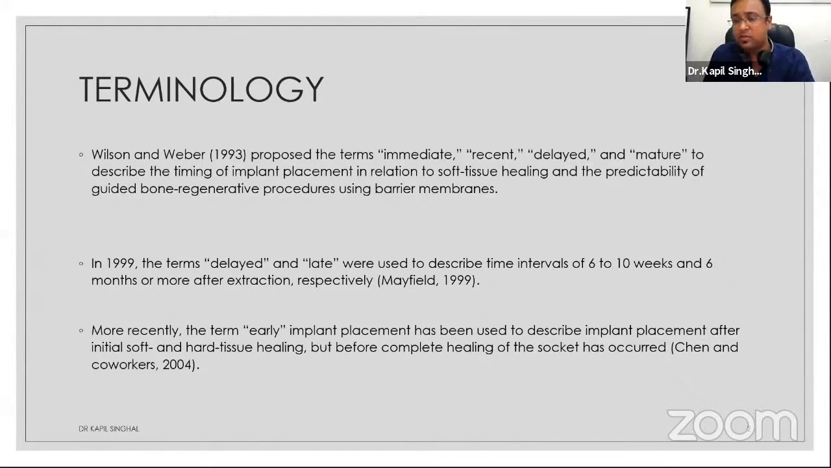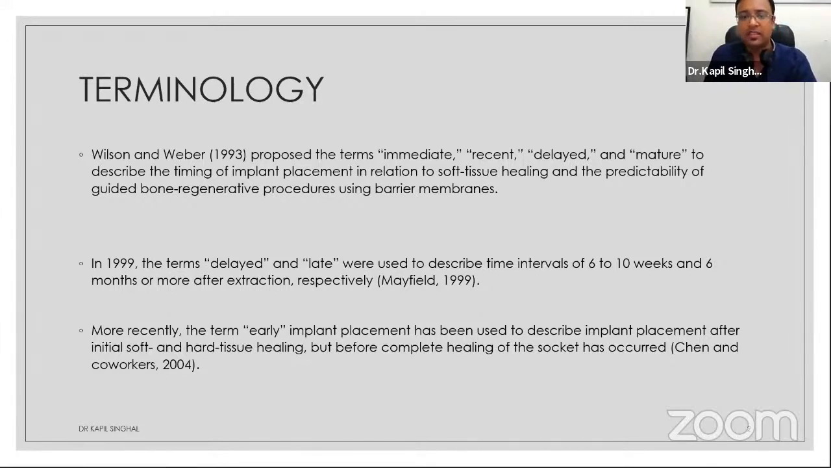Recent is when soft tissue healing has occurred, at a period of 6 to 8 weeks after extraction, and the implant is placed. Delayed is when some amount of hard tissue formation has also occurred, and implant placement is done after 3 to 4 months. And mature is when the bone is completely mature, meaning the woven bone has converted to lamellar bone after a period of around 6 months when an implant is placed. That is the mature bone.